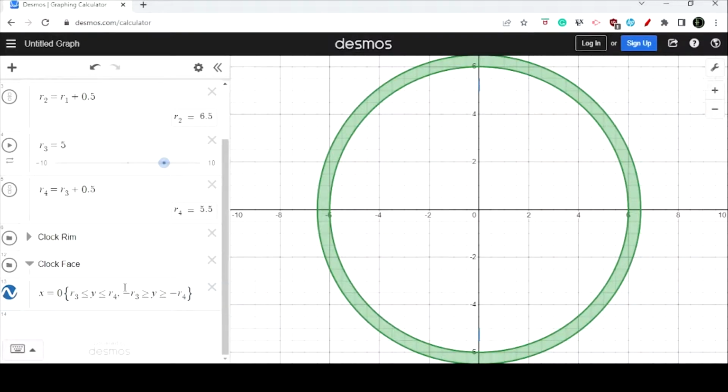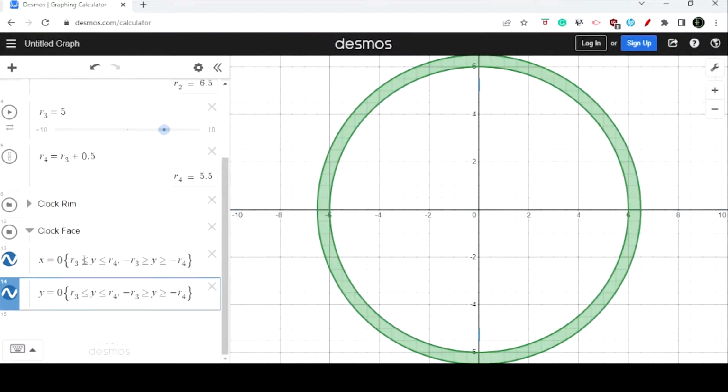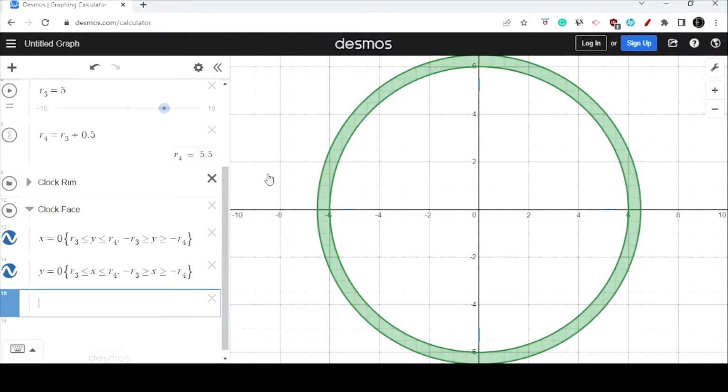Alright, so in just one equation we drew two of our ticks, and we would go through a similar process to draw several other ones. Let's do the easy ones first. Straight down and straight across. So straight across would simply be y equals 0, and it would be a similar kind of inequality, but instead of using y, you would now be using x.